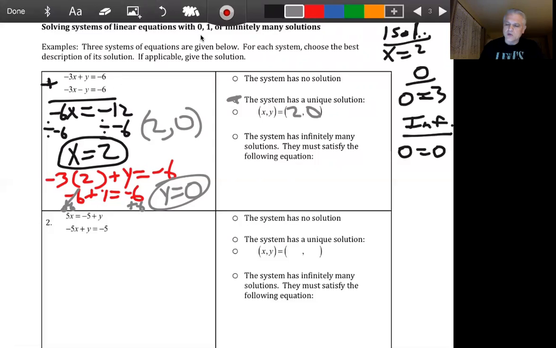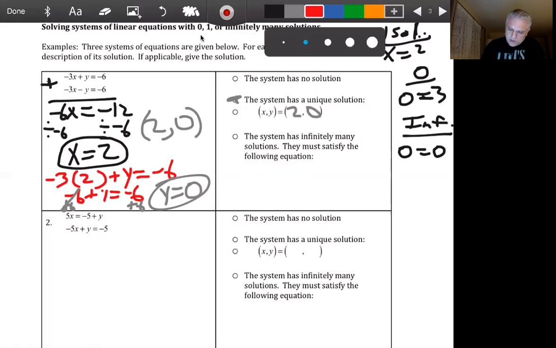Okay, let's look at question 2. Do we have anything that can be eliminated right now? We don't know. You know why? Because the equal signs aren't lined up. This equal sign's over here, this equal sign's over here. You got to line up your equal signs. You got to do it.